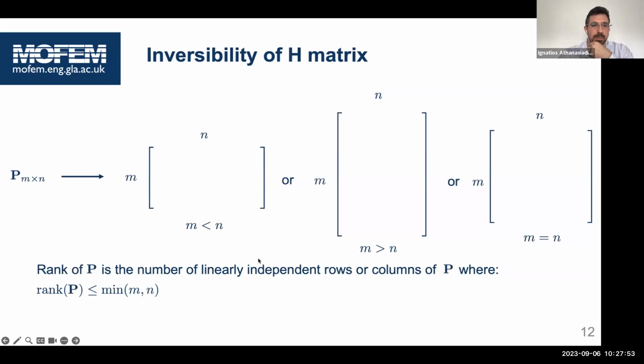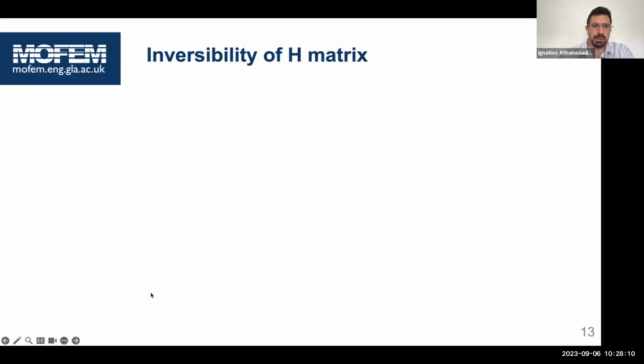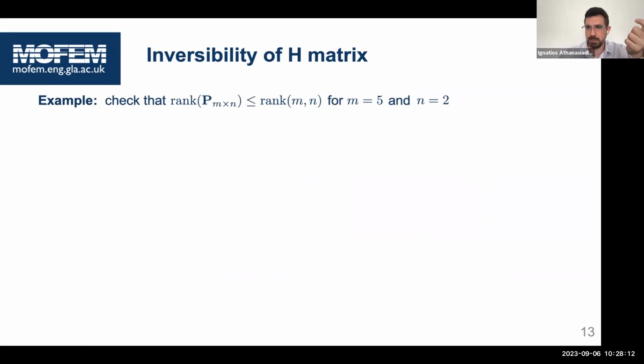So, the rank of a matrix is the number of linearly independent rows or columns of this matrix. Based on this, the rank of a matrix P is always smaller or equal, at best equal, to the minimum of the number of rows and the number of columns. To have a better understanding, because maybe this is coming out of the blue, I'm going to give two examples of a matrix that has 5 rows and 2 columns.